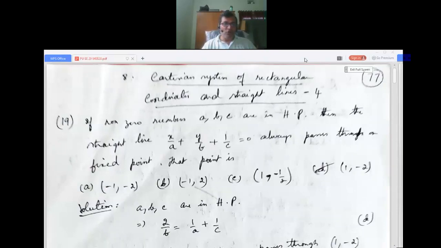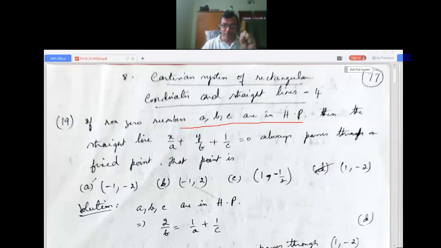If non-zero numbers a, b, c are in HP, meaning harmonic progression, which is the reciprocal of arithmetic progression, then the straight line x by a plus y by b plus 1 by c equals 0 always passes through a fixed point.